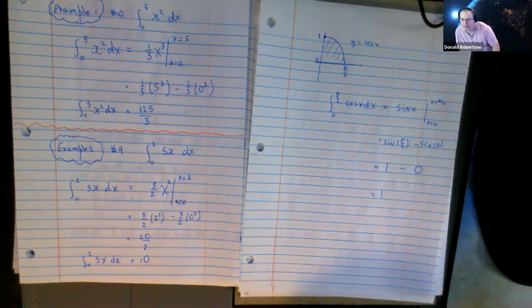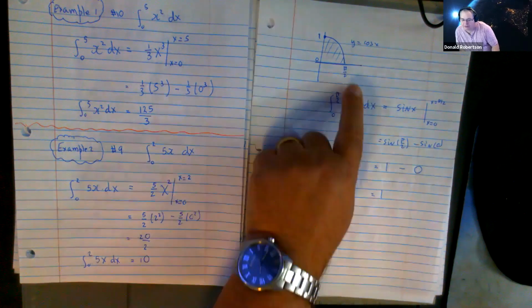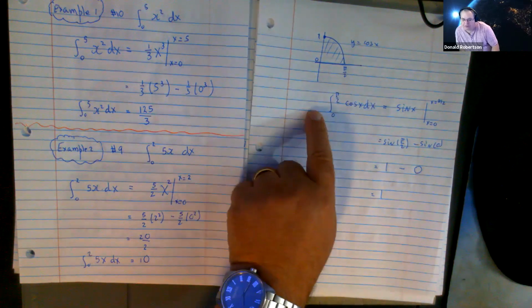0 and pi upon 2. So that's what it would look like.